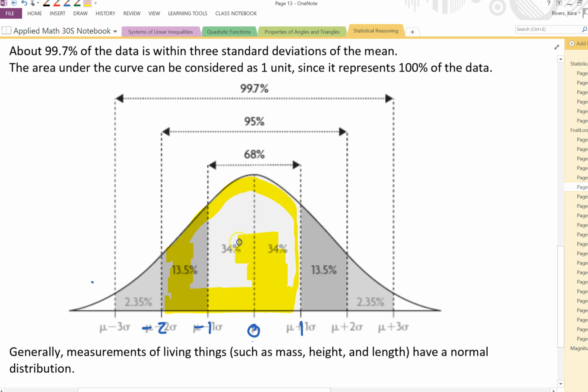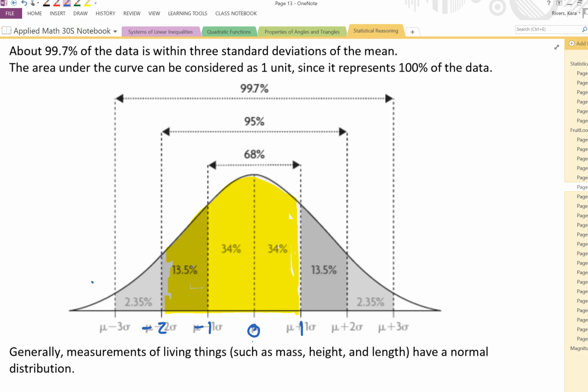Now, because these line up right on the z-score lines, right on those specific intervals, this is actually an example that we can figure out by hand. We would just add the 34% plus the 34% plus the 13.5%. We want to see that we can do this as well using our calculator. So let's go back and see how this would work using our calculator.